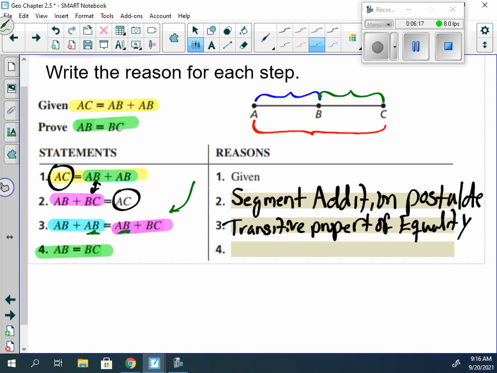Well, do I have an AB in common on both sides? Well, yeah. So what can we do? We could subtract it from both sides. We can subtract AB from both sides, which would simplify down, which would be our subtraction property of equality. And that's it. And that right there is the entire proof.